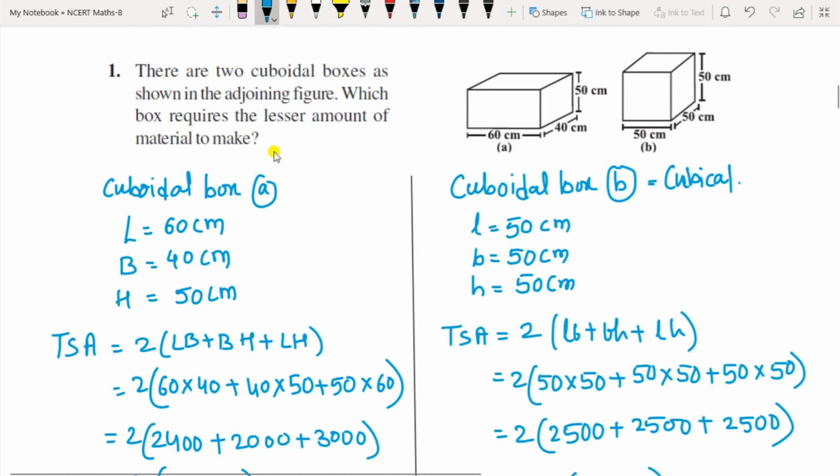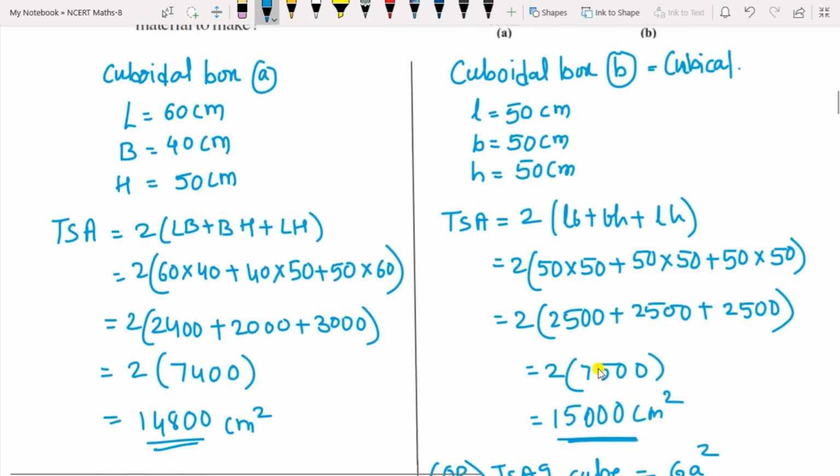The next one is the cuboidal box B. Now the shape shown in the figure is actually a cube, but in the question they have written cuboidal. So you can do it both ways. I have shown here both ways. By using the formula of cuboid, you can solve this way.